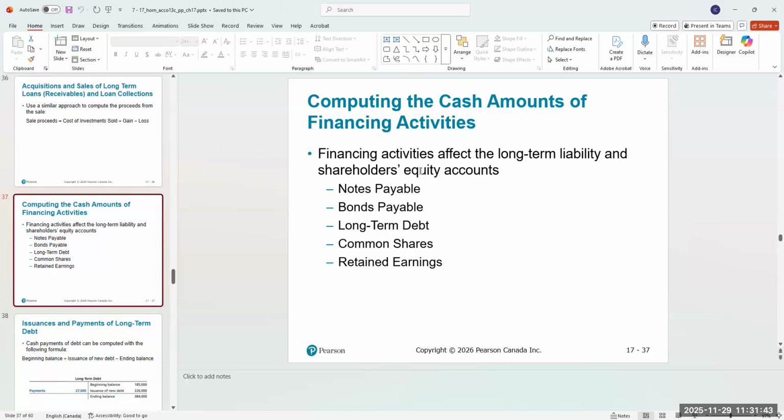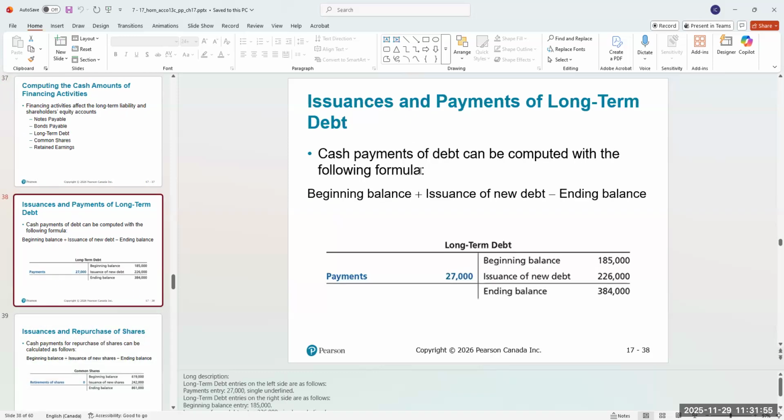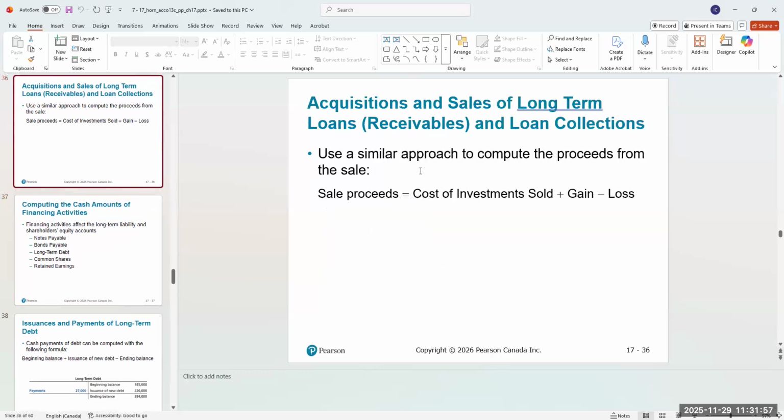So the financing activity is going to involve long-term liability and equity. With the financing activity, we're going to continue next time. I think that's more than enough for today.